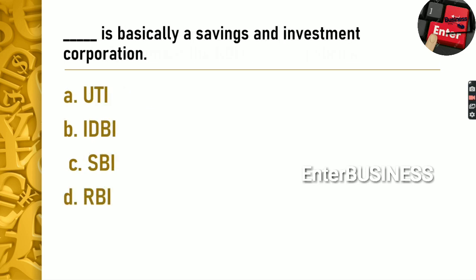And the next one, dash is basically a savings and investment corporation. Option A UTI, option B IDBI, option C SBI, option D RBI. The correct answer is option A UTI.